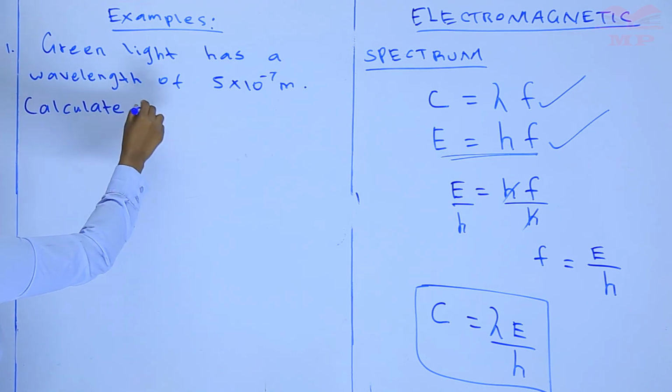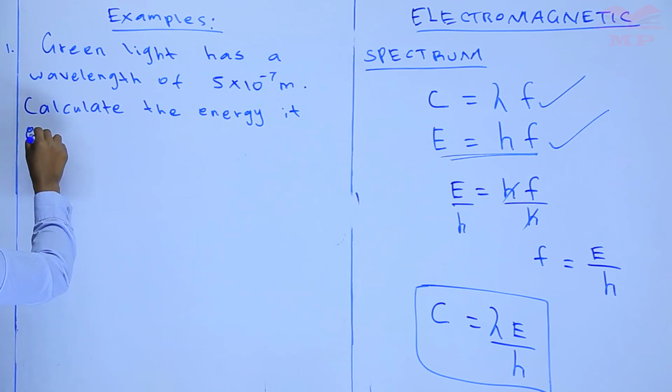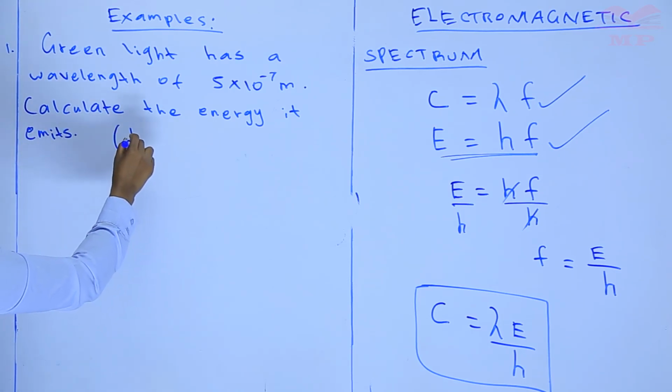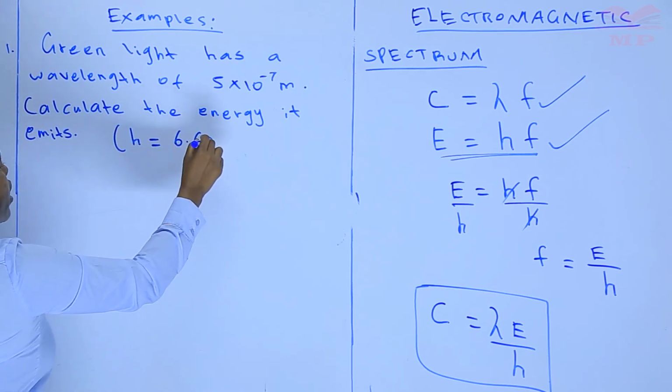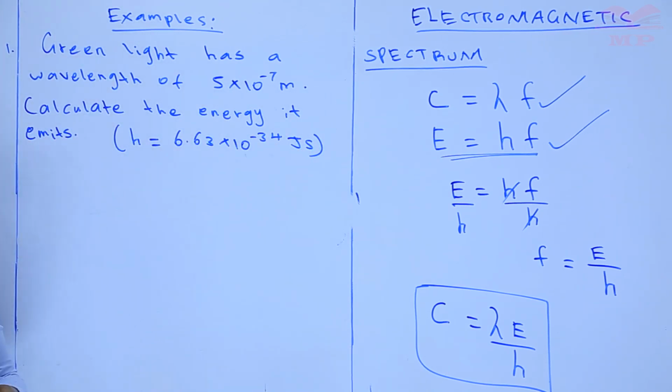Calculate the energy it emits. And you have been given the value of h to be 6.63 times 10 power -34 joules second. So that's one of the questions that you can be given, a very simple question here. Green light has a wavelength of 5 times 10 power -7 meters. Calculate the energy it emits. And Planck's constant is given as 6.63 times 10 power -34 joules second.